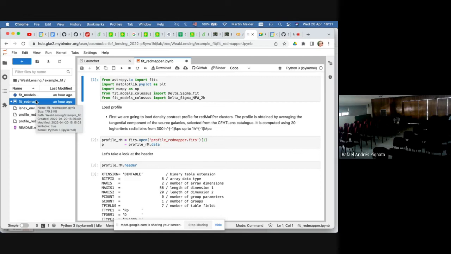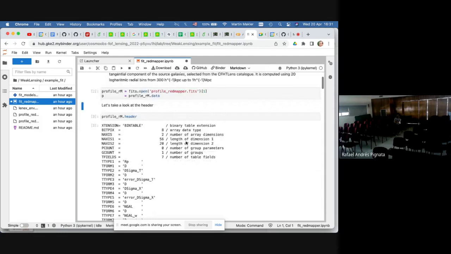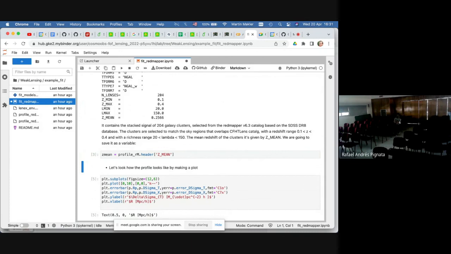Yes. So I've opened this notebook from Elizabeth Gonzalez, who is coming back from Spain now. Maybe she's traveling somewhere from Buenos Aires to Cordoba. But she prepared this little notebook for us. What it does is read a pre-computed density contrast profile that is pre-built from the data. Of course, it takes a lot of time to do all this processing of the data, so we are not doing that, but just reading this profile.